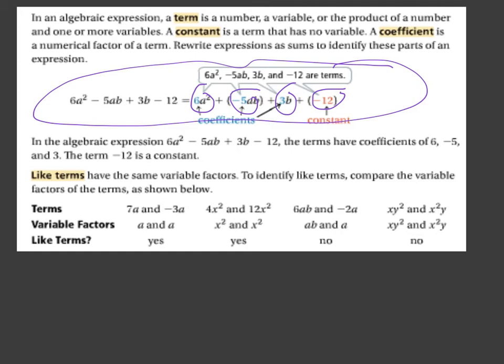A constant is any number that's all by itself. This is my only constant because the number has no variable. And a coefficient is the number in front of the terms with the variable. So as you can see, we have three different coefficients. This is the number 6 in front of this variable, -5, and 3.